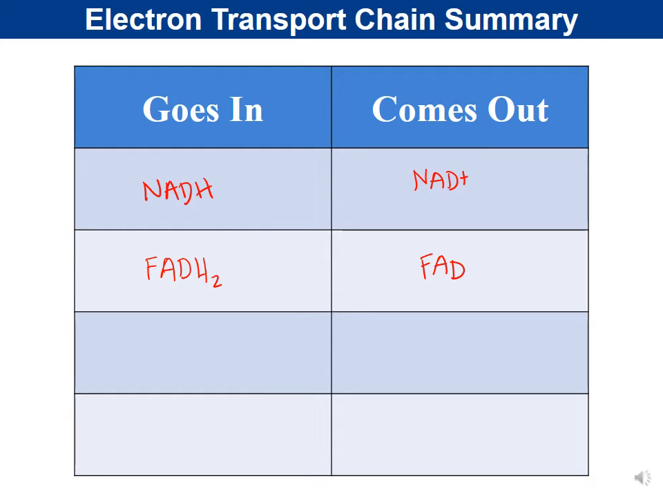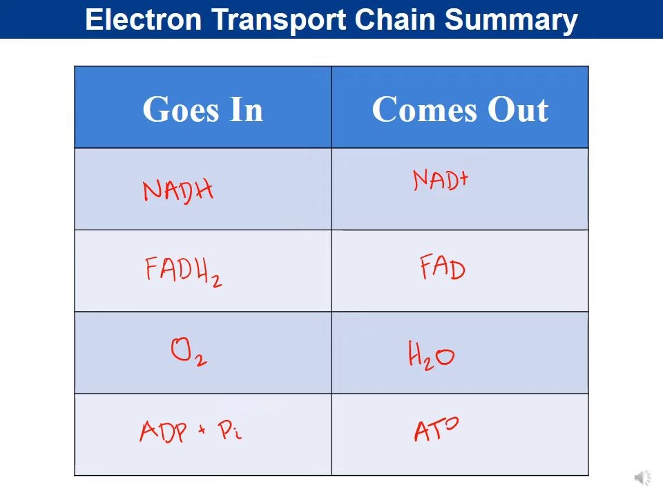What goes in, we need O2. What comes out from the O2? Water. So when the oxygen acts as the final electron acceptor, it's going to have water being produced. And then lastly, we have adenosine diphosphate plus inorganic phosphate. And what comes out? ATP.